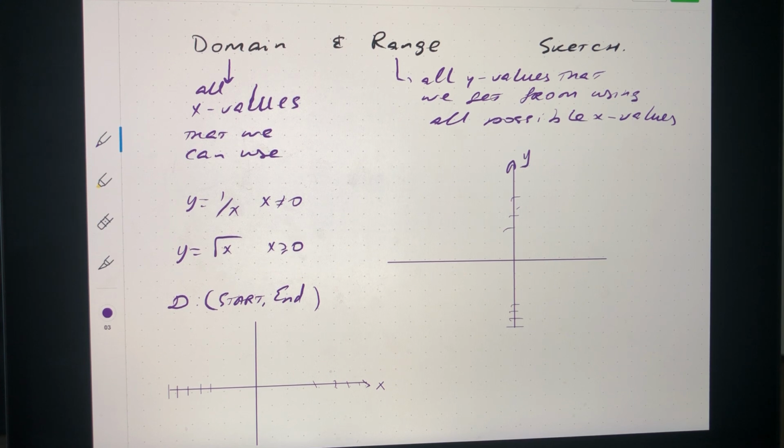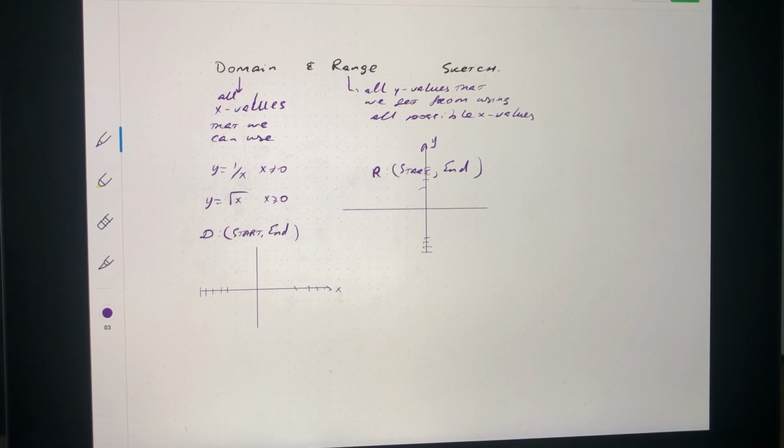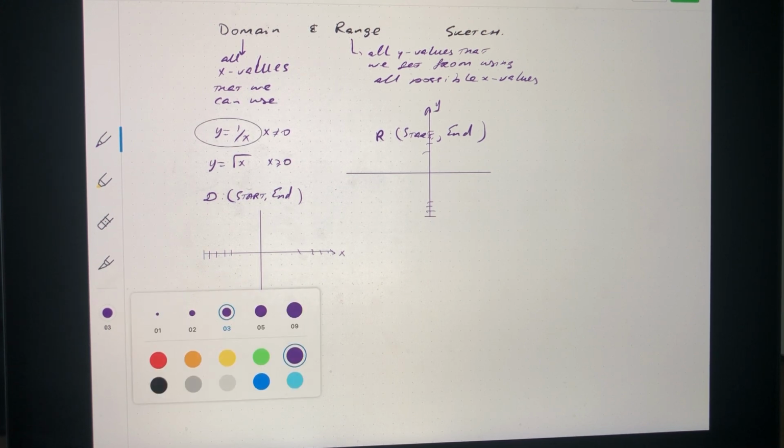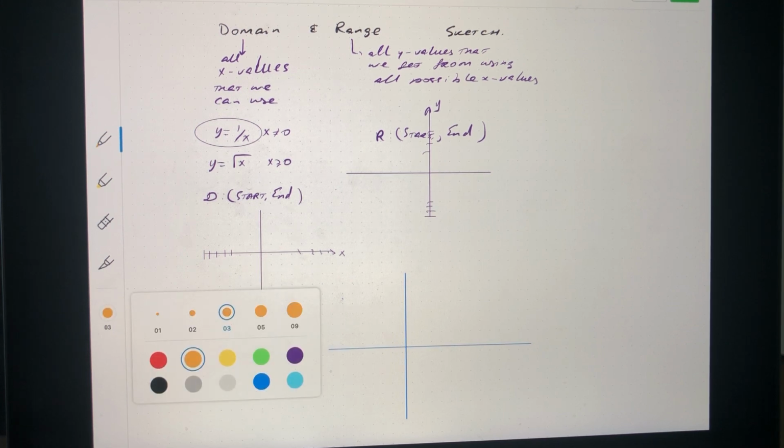And that also is written in interval notation. So where does the picture start, to where does the picture end. So let's look at a couple examples and see what the domain and range might be. Let's begin with this example, which is a hyperbola. So here is a picture. Let's say y is 1 divided by x.